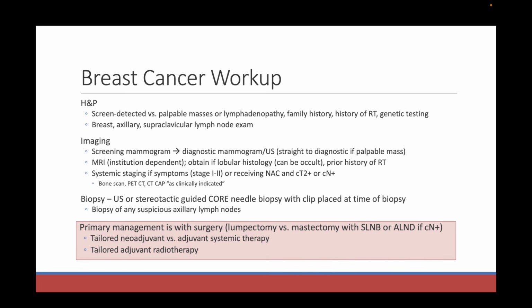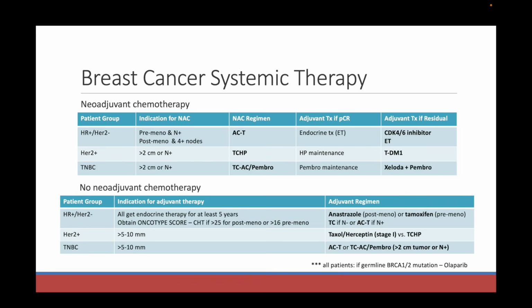So let's talk about some considerations around systemic therapy and radiation. Here's a couple tables where I've tried to sum up systemic therapy for breast cancer, okay? The first half covers indications for neoadjuvant chemotherapy and how we tailor adjuvant systemic therapy based on the response to neoadjuvant chemotherapy. For all breast cancer, I think it's easiest to divide into three groups: hormone positive, HER2 negative; HER2 positive; and triple negative.